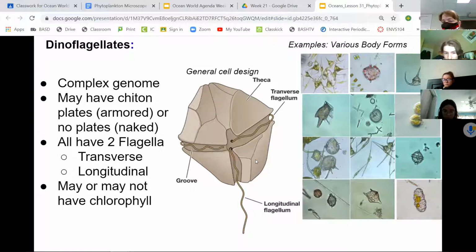While most phytoplankton can propel themselves in some way, these would be the closest to looking like swimmers that are out there.